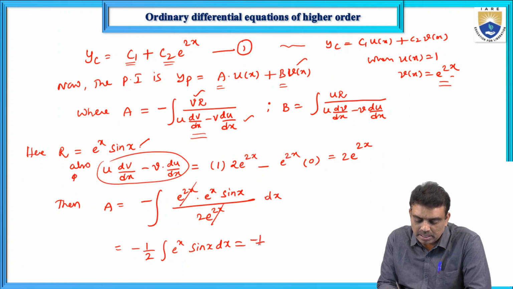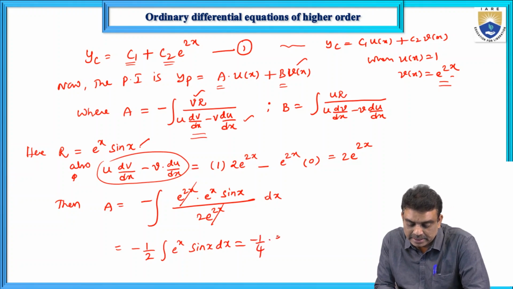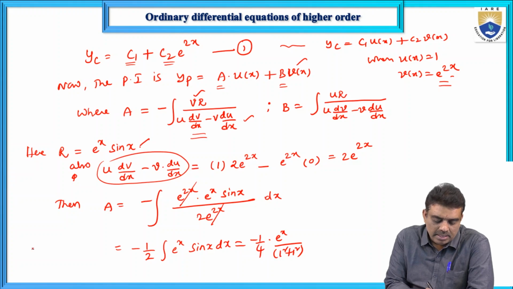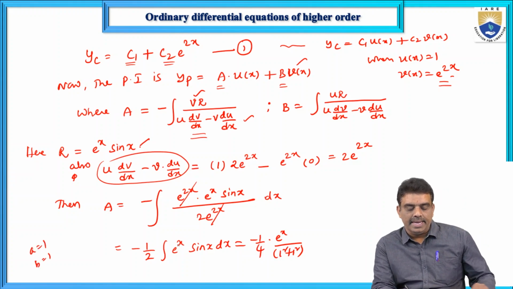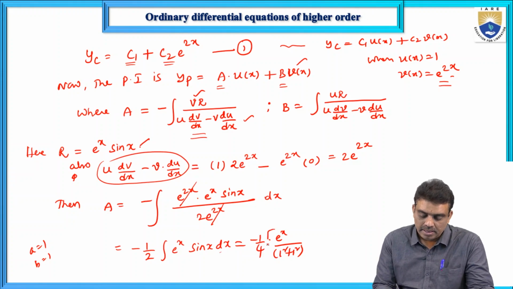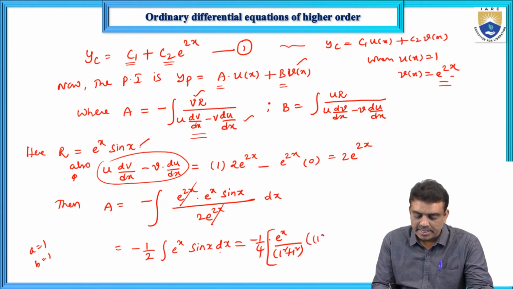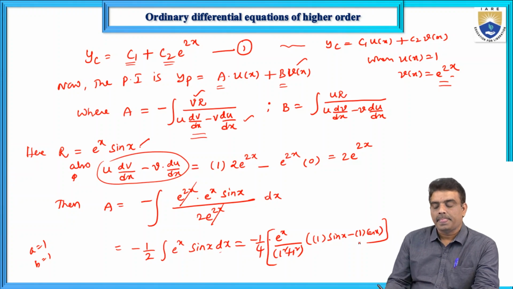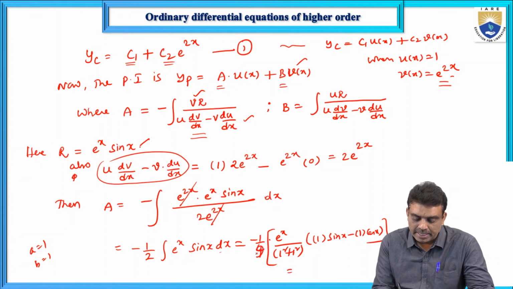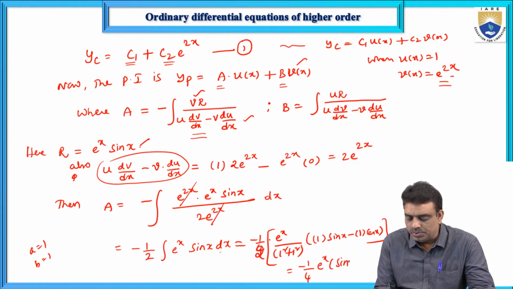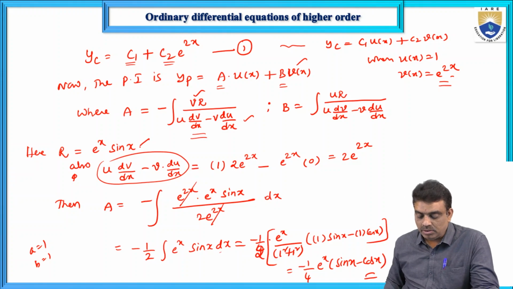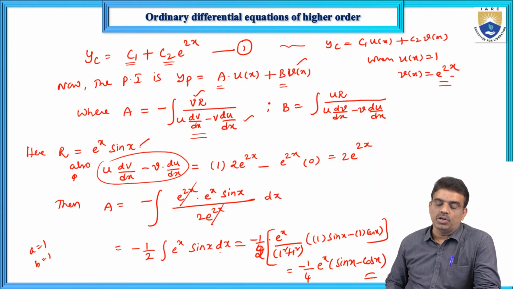So what is the formula? Integral of e power ax into sin bx dx is e power ax by a square plus b square, into (a sin bx minus b cos bx). Here a is 1 and b is also 1. So finally, what is the value? This is minus 1 by 2 into 1 by 2, that is minus 1 by 4 e power x into (sin x minus cos x). This is the value of A. Similarly, we have to find the B value also.